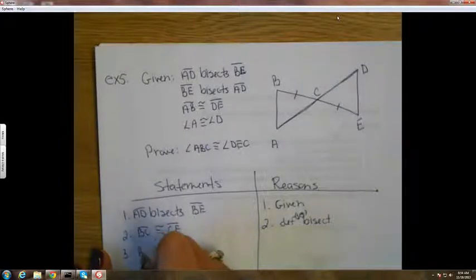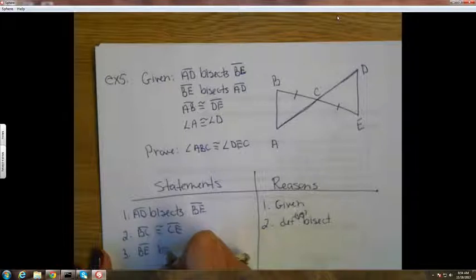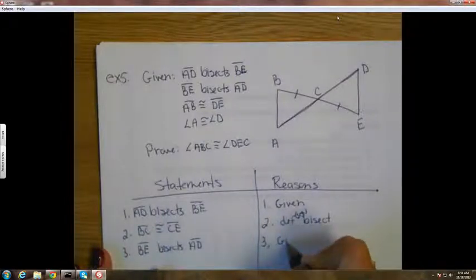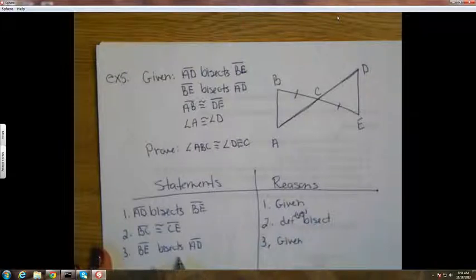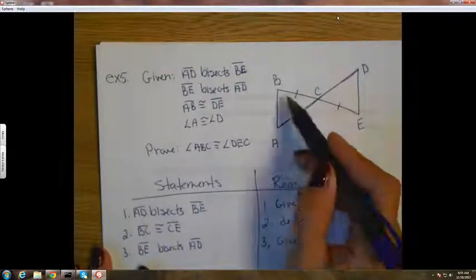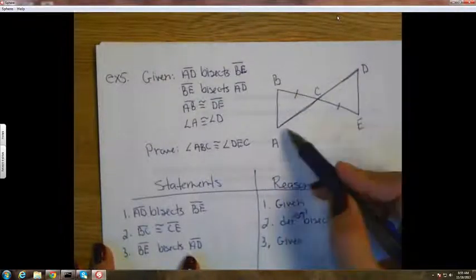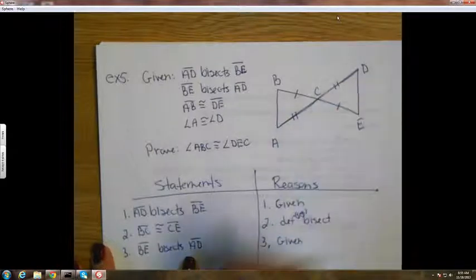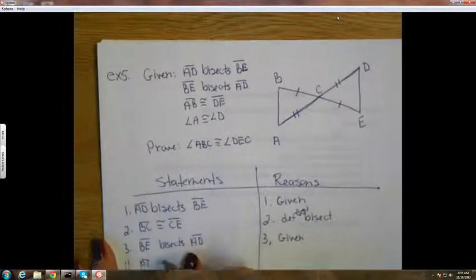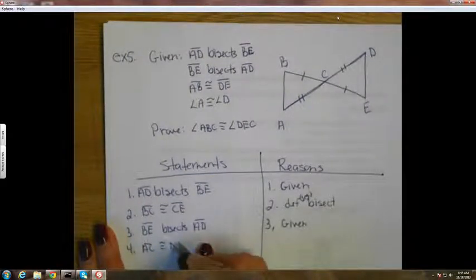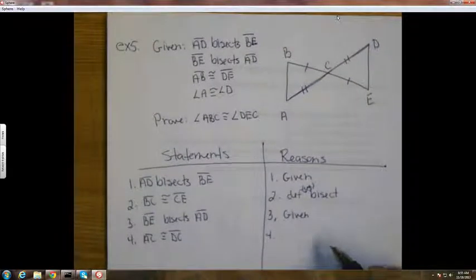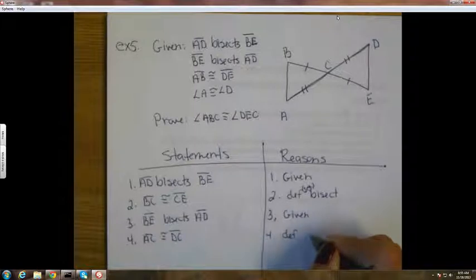BE bisects AD. What's the reason I could say that? That is also up in the given. Now again, here's the thinking. Take a look at the picture and apply that to the picture. BE, this segment, is bisecting AD. So if AD is being bisected, what's congruent? AC and DC. So AC is congruent to DC. What's the reason? Definition of segment bisector. All I really need is definition of bisect.